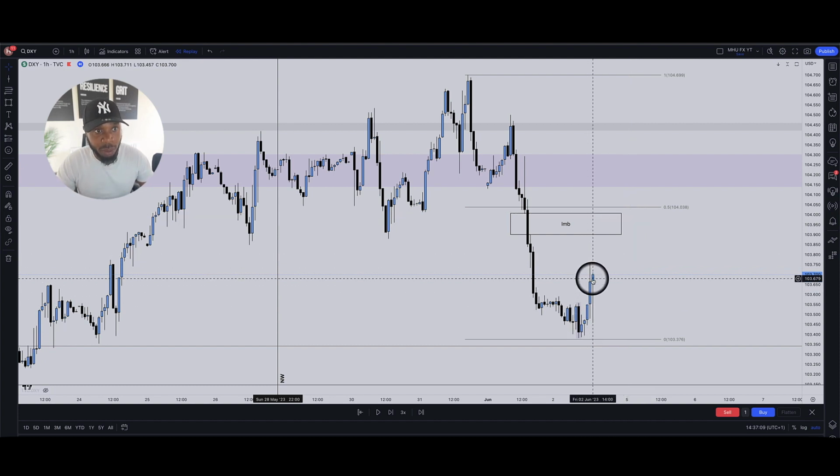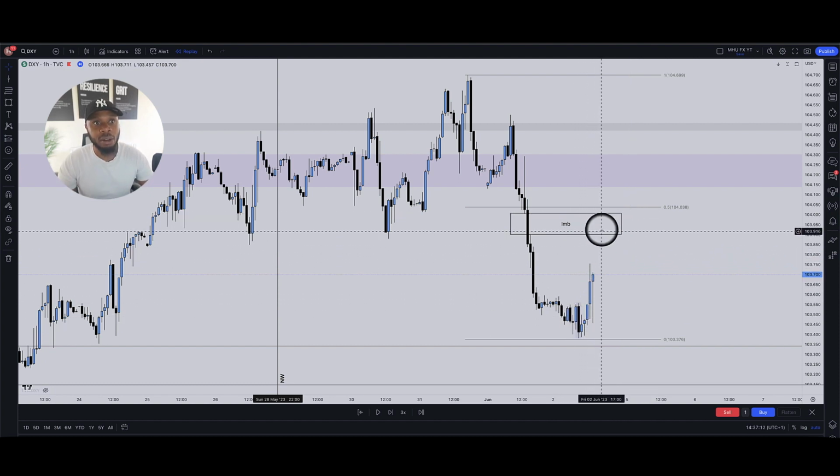This is what we wanted to see. We wanted to see price push up into this area of inefficiency. So in other words, we had our draw on price. And that's the key thing, is if you can understand where price is being drawn to, it makes trading a whole lot easier. I'm not saying trading is easy, but it makes it a lot easier.